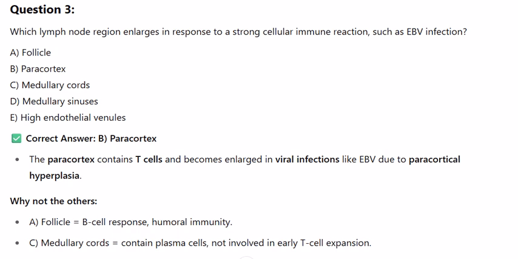Question 3. Which lymph node region enlarges in response to a strong cellular immune reaction, such as EBV infection? A. Follicle. B. Paracortex. C. Medullary cords. D. Medullary sinuses. E. High endothelial venules. Correct answer, B. Paracortex. The paracortex contains T cells and becomes enlarged in viral infections like EBV due to paracortical hyperplasia.